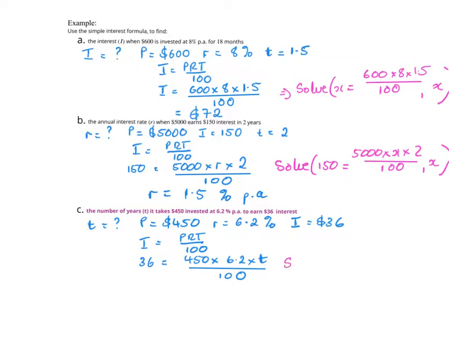So we're going to go solve this time, and it would be 36 is equal to 450 times 6.2 times x. So every time I'm using x rather than the letter, because it just makes it easier on your calculator. That's all divided by 100, and comma x, because that's what we're looking for. All right, throw that into your calculator, and you should end up with T is equal to 1.29 years.